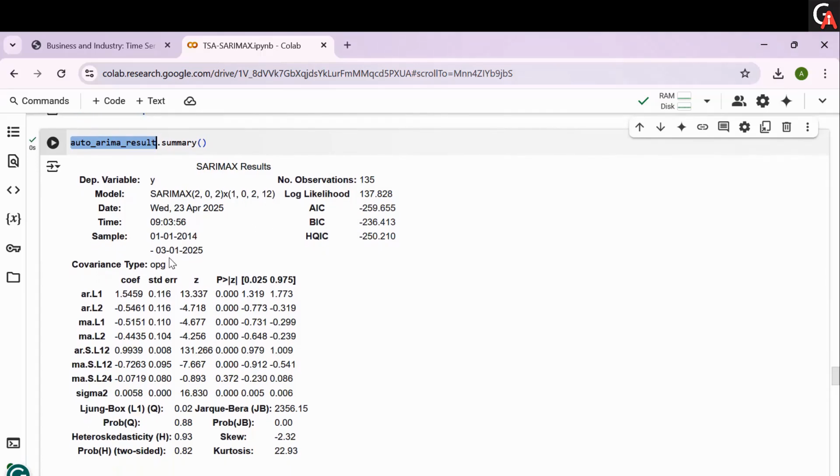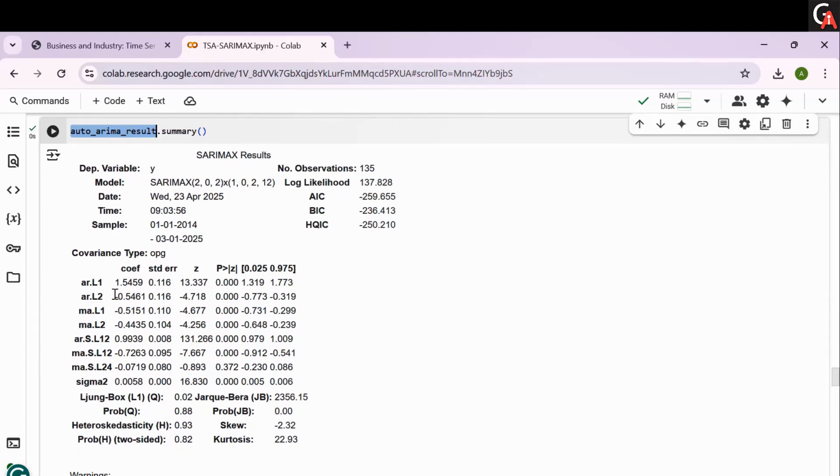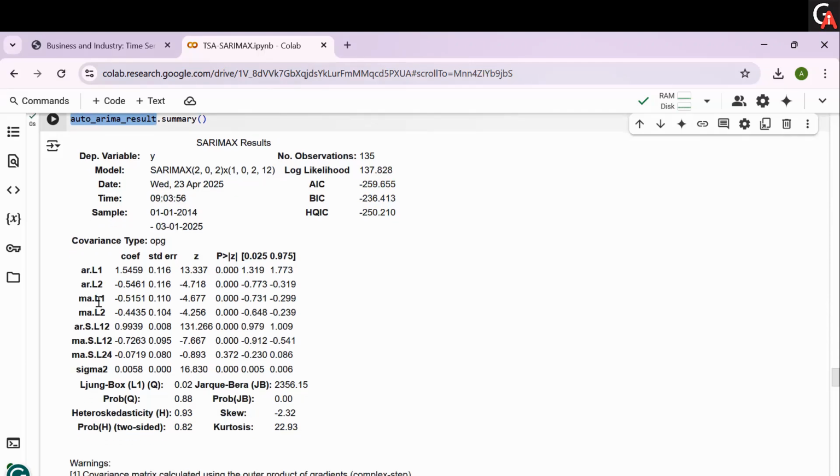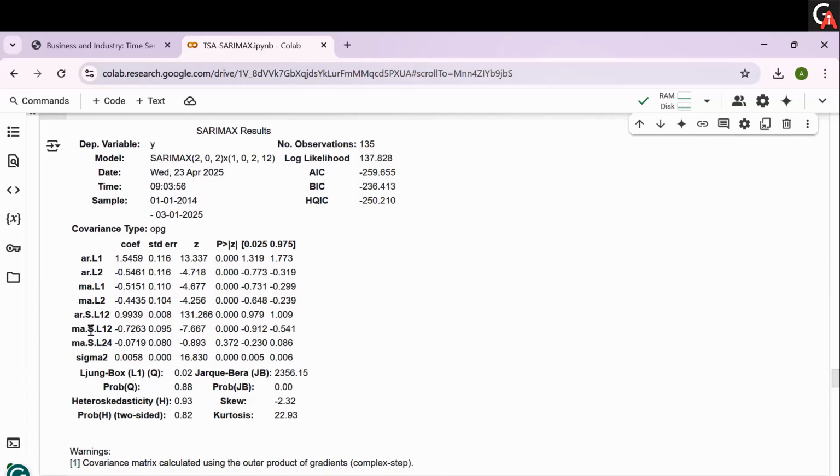Now you can see that there are multiple statistical values written over here. AR means autoregressive, L1 means lag 1, AR L2 means lag 2, MA means moving average, lag 1, lag 2. AR.S.L12 means the autoregressive seasonal part, lag 12. This is the MA seasonal part, lag number 12. These are the corresponding coefficients for the non-seasonal and seasonal lags, and these are the standard errors. And this Z value is calculated by dividing the coefficient by the standard error.